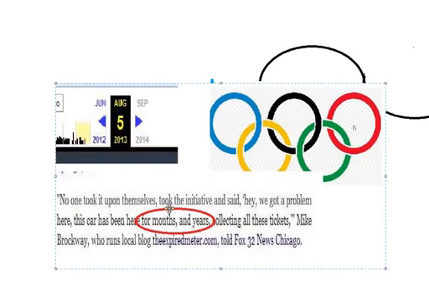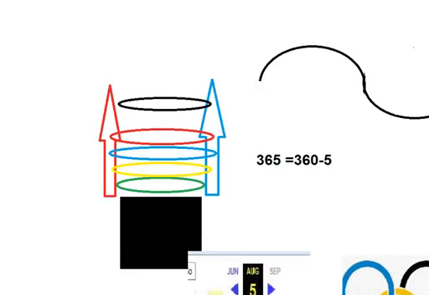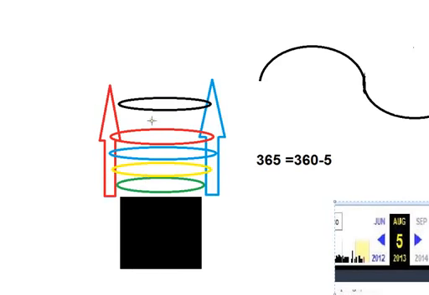Okay? No one took it upon them or took the initiative and said, hey, we got a problem here. This car has been here 4 months and years. Nobody says it's been here for months and years. Nobody says that. What they're saying is it's been there for 4 months and 4 years. A year is 365 or 360 and 5, which is this going through the cycles. And then the 4 months, that would be, let's see, 430, that would be, so that'd be 12, that's 3.